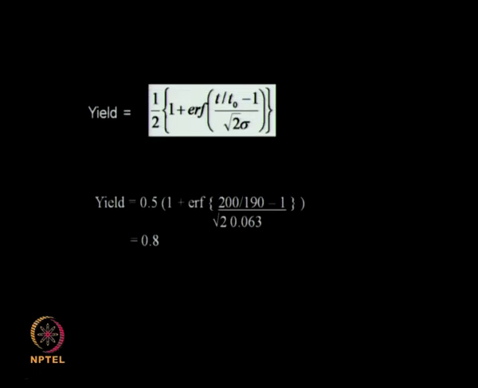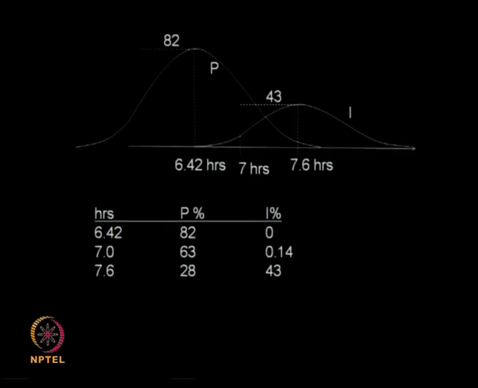Okay, let us go forward and see how to analyze this type of problem much more stringently. Now we are trying to make this problem more complicated. Now we have two different proteins eluting out of a chromatography column. So this is protein 1, this is protein 2, which we call I, the impurity. The first protein has an elution time of 6.42 hours, the second protein has an elution time of 7.6 hours.